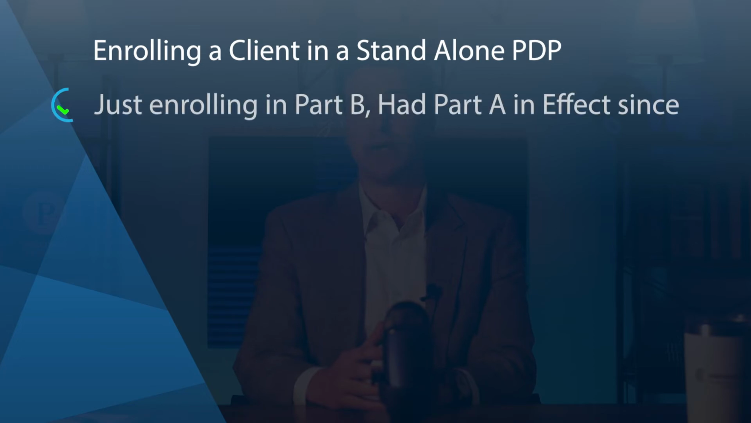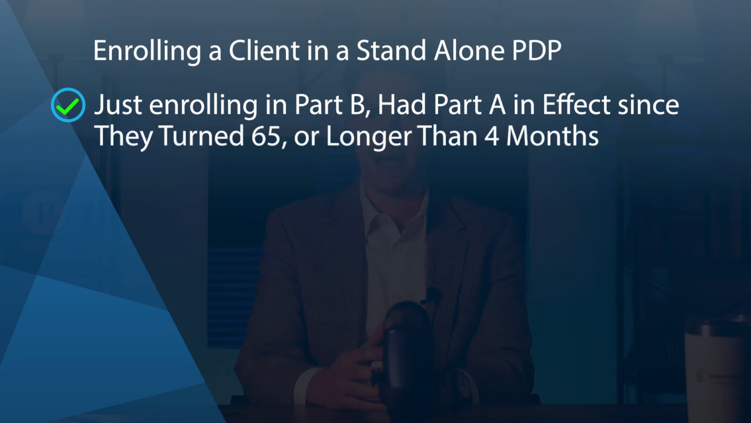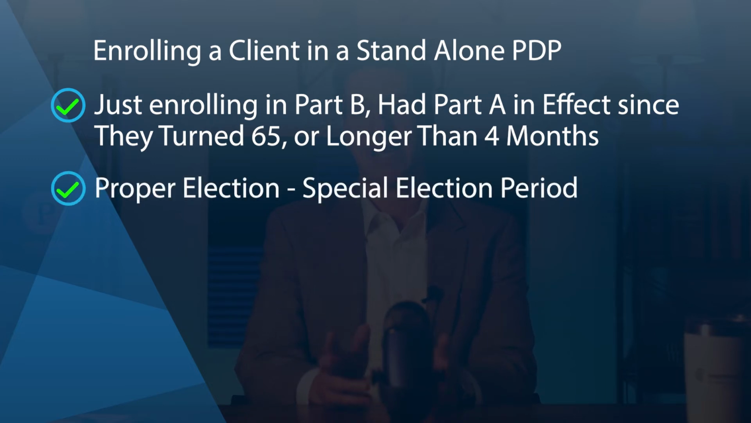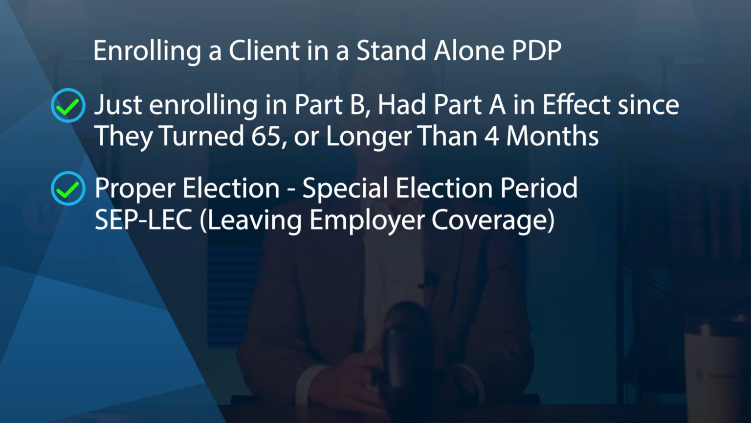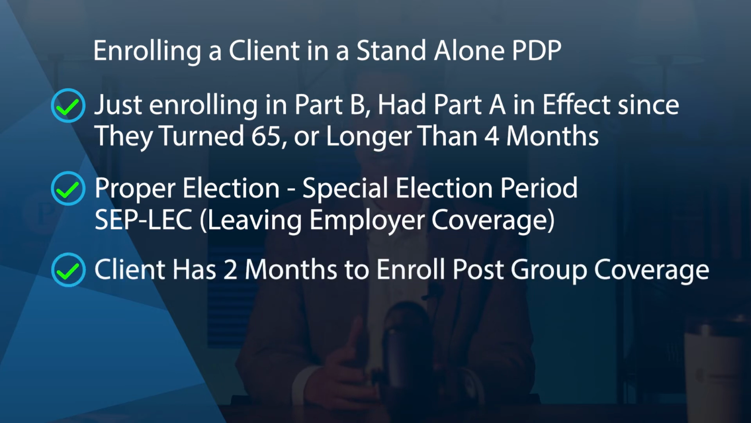However, since they are just now enrolling in Part B and their Part A has been in effect since they turned 65 or longer than 4 months, the proper election in that scenario is the Special Election Period SEP-LEC, LEC standing for Leaving Employer Coverage. And you may see slightly different SEP verbiage on your PDP app, but it should express something to the effect of group, union, or employer coverage ending. Each PDP app is slightly different. And the client has 2 months to enroll in that PDP after their group coverage ends using that specific SEP.